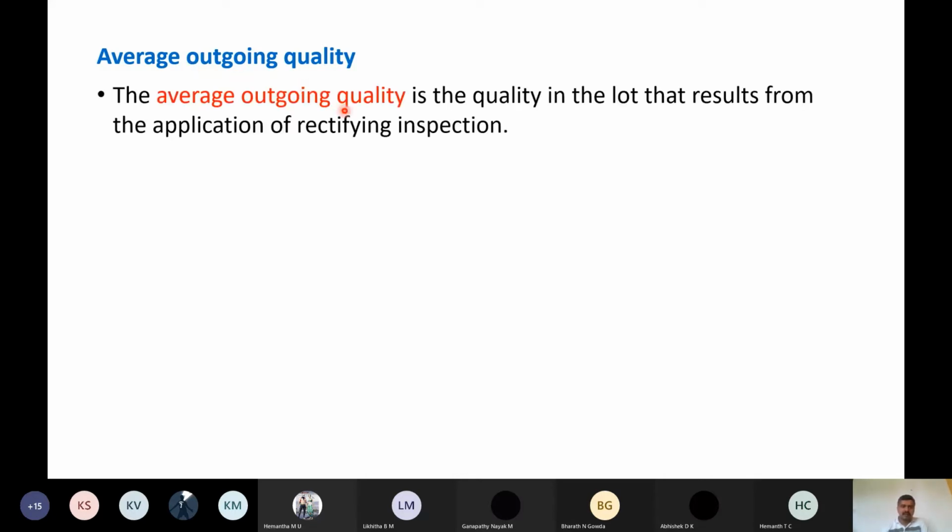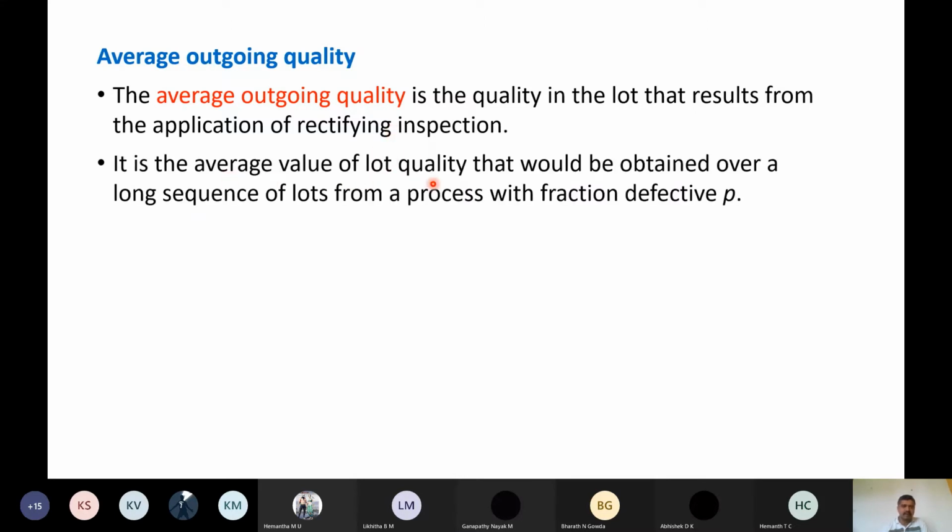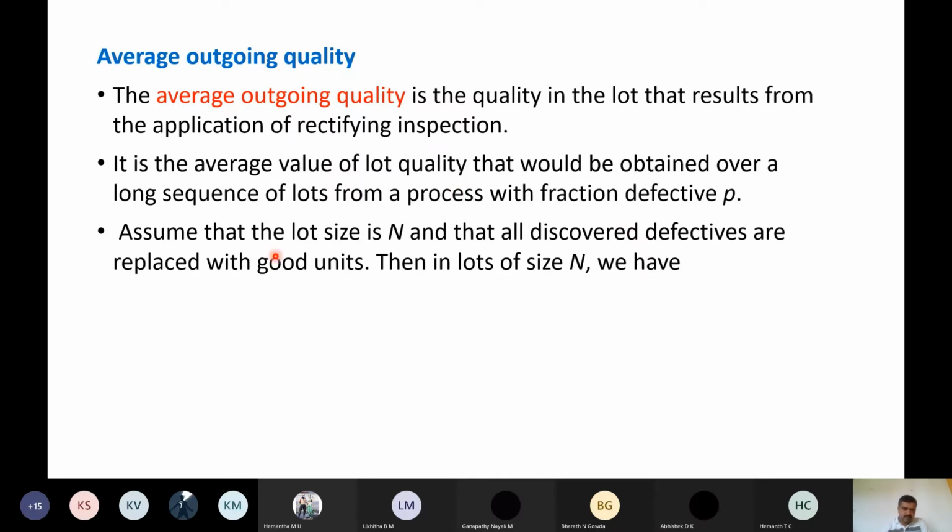The average outgoing quality is the quality in the lot that results from the application of rectifying inspection. It is the average value of lot quality that would be obtained over a long sequence of lots from a process with fraction defective P. There are a few equations related to this. Assume that the lot size is N and that all discovered defectives are replaced with good units. Then in lots of size N, there are these possibilities.